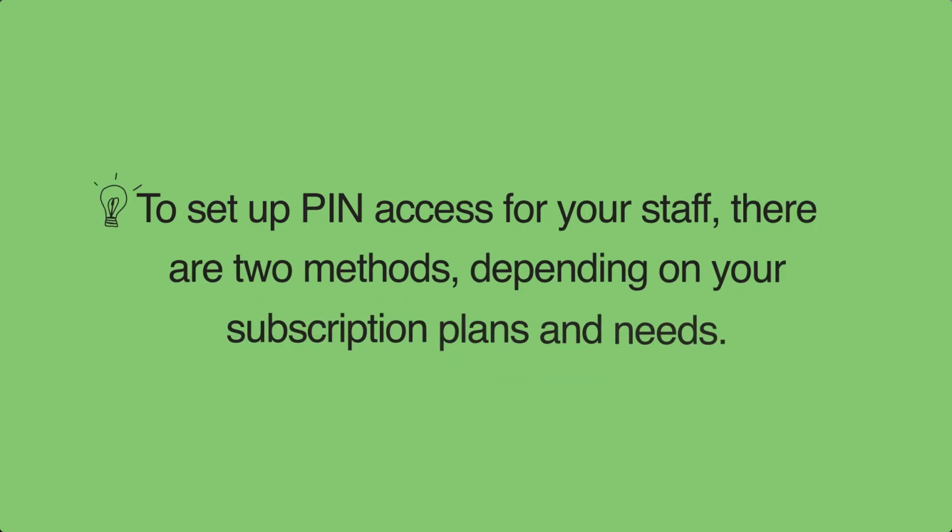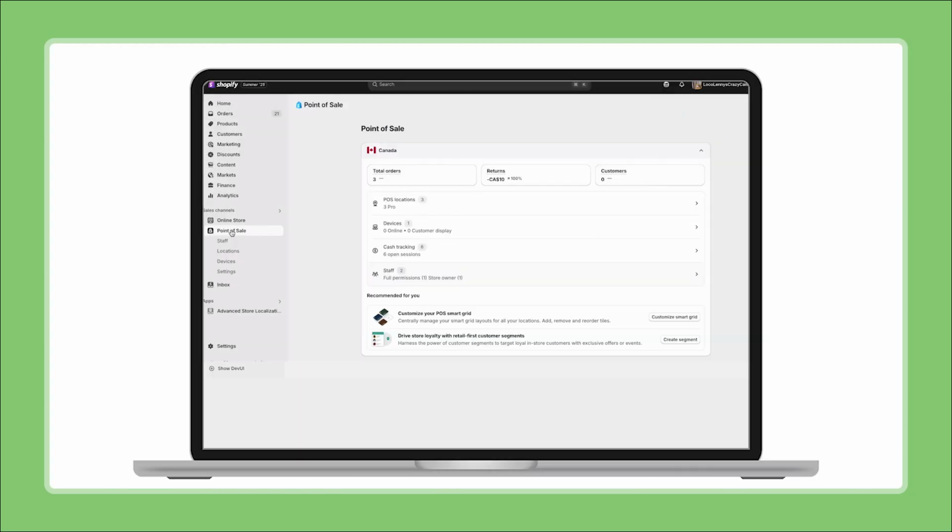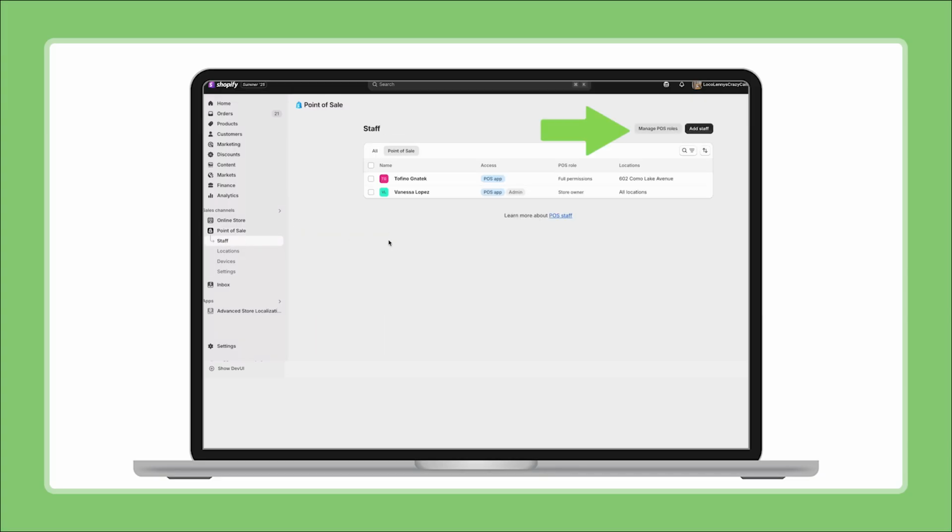To set up PIN access for your staff, there are two methods, depending on your subscription plans and needs. If you're on POS Pro, regardless of the Shopify plan, you have the option to set POS-only users. These users will not have access to the admin or e-commerce components. From your admin dashboard, select Point of Sale, then select Staff. Here, you can manage POS roles, add staff, and reset PINs.